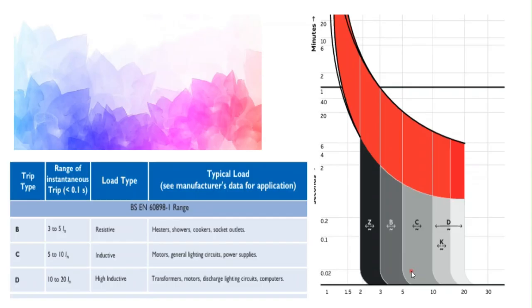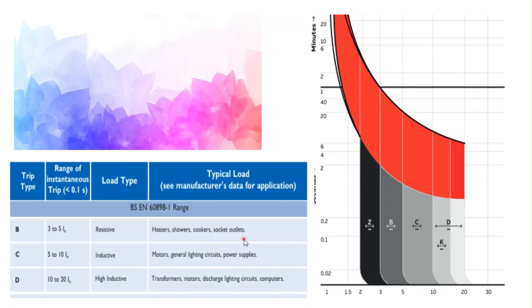So it means every time you try to start the motor, it will trip. That is why we cannot use type B in case of a high inductive load, right? That is the reason why we need to select the MCB based on its load and based on its trip time.